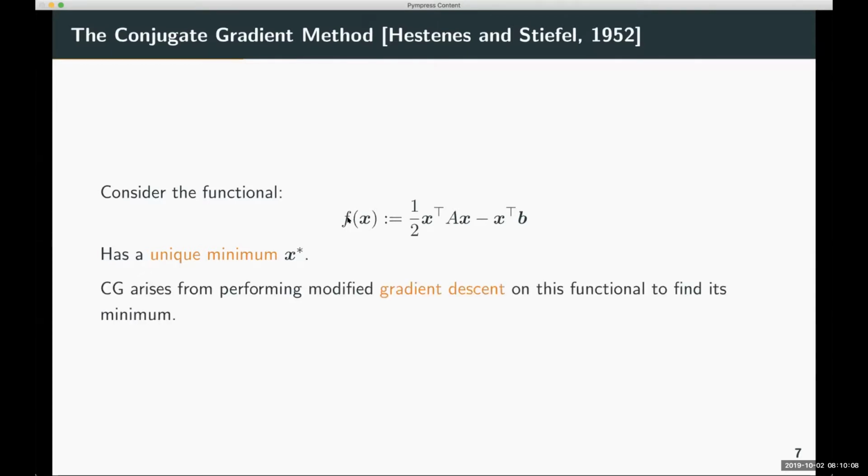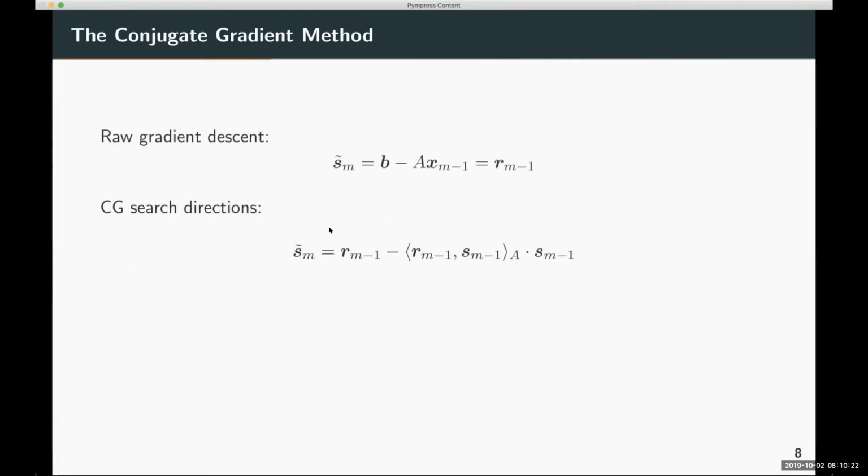But if we ignored the relationship between f of x and this linear system, then a sensible way of finding the minimum, which is x star, the solution to the linear system, would be instead to perform gradient descent on the functional to find this minimum. If you recall, in gradient descent we take steps in a sequence of directions, these guys s_m tilde, and these directions are taken to be the negative gradient of the functional that we'd like to minimize. This functional is sufficiently simple that we can compute that negative gradient very straightforwardly: it's b minus A x_{m-1}, where x_{m-1} is the point at which we're currently standing. And this guy is also known as the residual at the (m-1)th iteration.